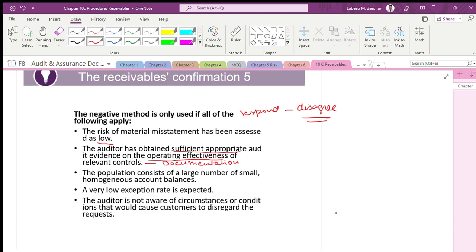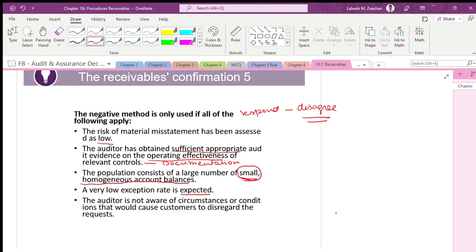But the population consists of a large number of small homogeneous account balances. There will be disagreements. It's not like there will be complete agreements; that never happens. But these disagreements are relatively small. A very low exception rate is expected. It means you will have negative confirmations, but they will be very few, because we are taking so many precautions.